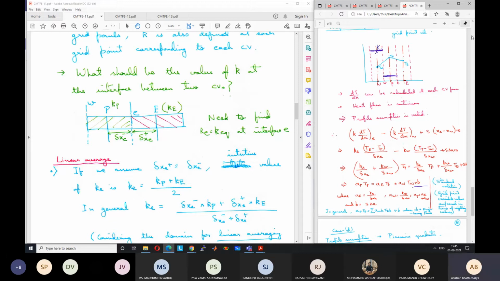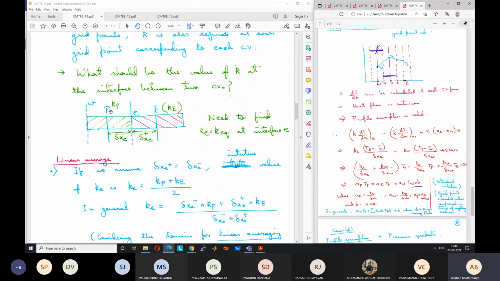So let us again draw this same 1D conduction problem, two control volumes. This is the pth control volume going from small w to small e. And the next one is the eth control volume going from small e to, say, small ee. I have not mentioned it; it's not necessary. What is the distance between P and capital E? It is delta xe. You can still hear me, right? Yes, sir. Okay. So delta xe is the overall distance between the adjacent grid points.